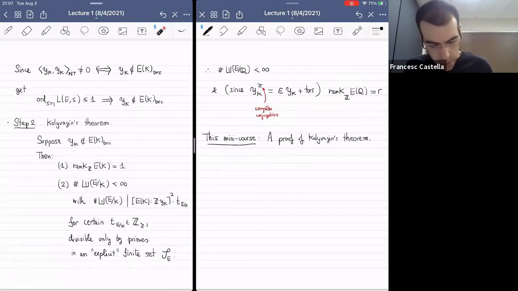So before we start going over the details and the precise definitions of everything, I'd like to give a picture outlining the different steps that we're going to see as we walk through Kolyvagin's proof. Before I do that, maybe I can pause for questions if there are any.